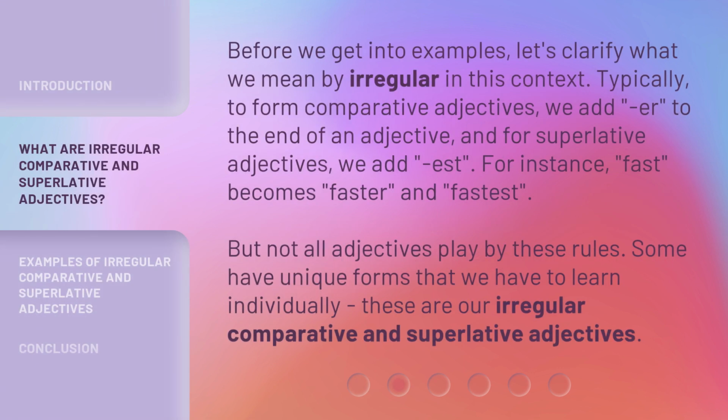Before we get into examples, let's clarify what we mean by irregular in this context. Typically, to form comparative adjectives, we add "er" to the end of an adjective, and for superlative adjectives, we add "est." For instance, fast becomes faster and fastest. But not all adjectives play by these rules. Some have unique forms that we have to learn individually. These are our irregular comparative and superlative adjectives.